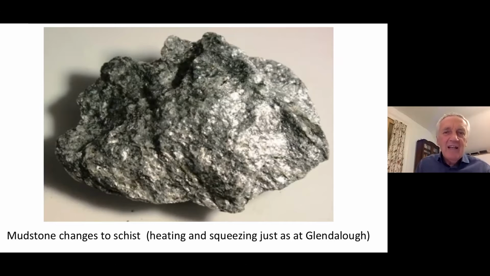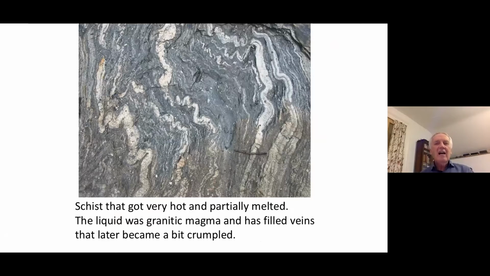But interestingly, sometimes the schist is like this. This is schist that got very hot and it partly melted. And the liquid that was produced was granitic magma. And it's filled here, it's filled veins that have later become a bit crumpled. Now, the schist contains some quartz and some feldspar. Those are the main ingredients of granite. So it's possible, if the schist gets hot enough, that those ingredients can combine and produce granitic melt. And that's exactly what happens if the temperature is high enough.